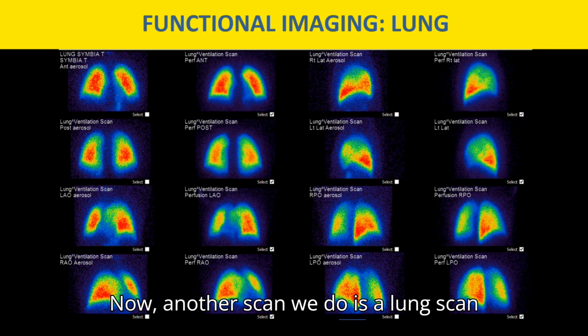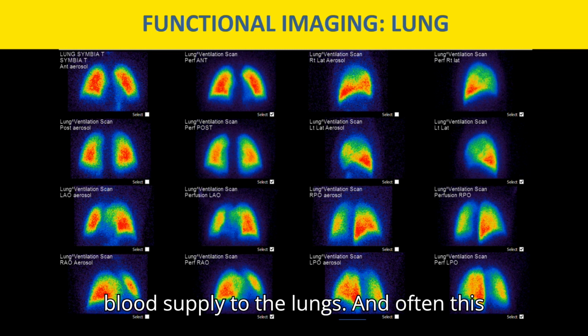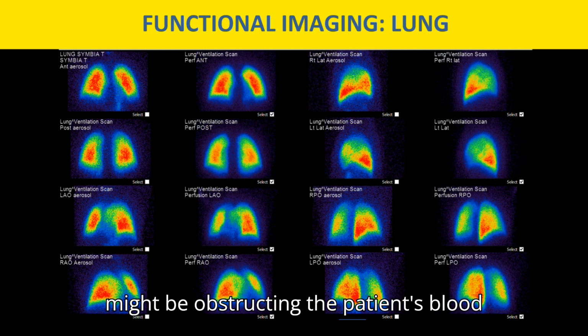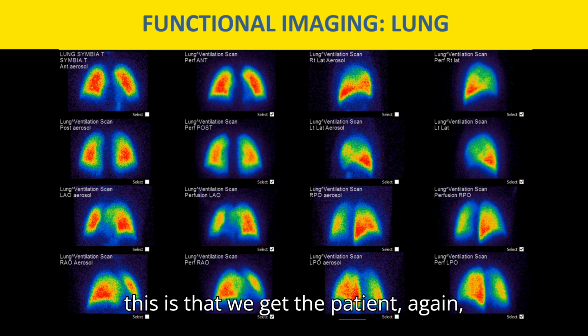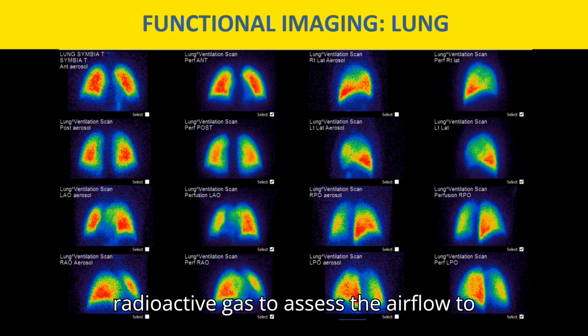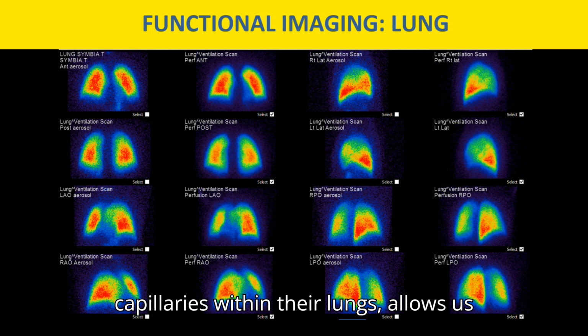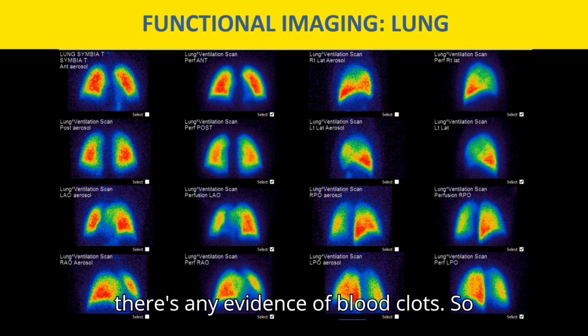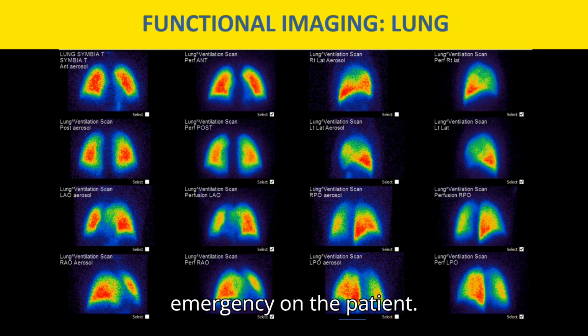Another scan we do is a lung scan, where we take pictures of the airflow and blood supply to the lungs. Often this test is done to look for blood clots that might be obstructing the patient's blood vessels in their lungs. Again, it sounds like science fiction, but we get the patient to breathe in some radioactive gas to assess the airflow to their lungs. Then we put them in the scanner and take a picture of the airflow, and then we inject them with another tracer that goes to the tiny capillaries within their lungs, allowing us to assess the blood flow. Then we compare the two to see if there's any evidence of blood clots. This is a very valuable test in a case that can be deemed a medical emergency for the patient.